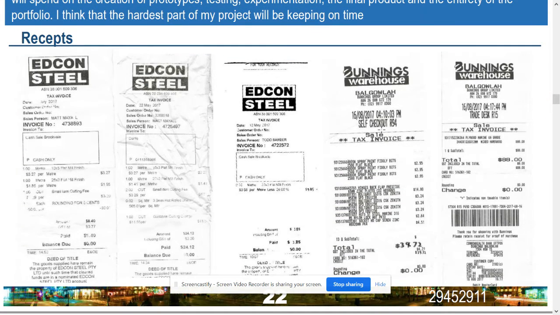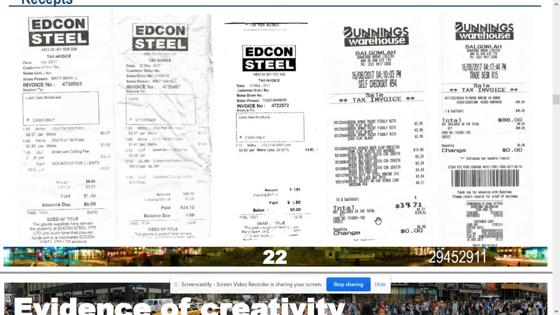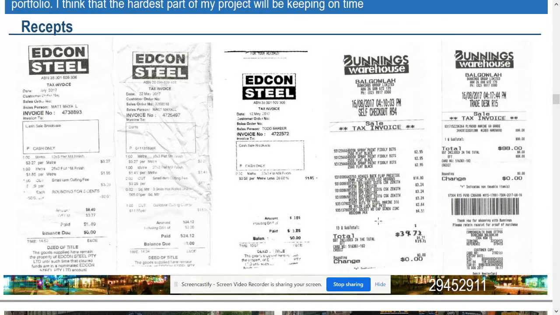Not everyone would do this. I don't know if it gets you any extra marks or anything, but he's shown he visited the local steel shop, he visited the local Bunnings, and he bought various things. To be honest, it's probably not needed. It could be a bit of a waste of a page if you're running out, but you can do a good folio in 60 pages. So if you've got 20 spare pages, it's not hurting to show exactly where that came from.